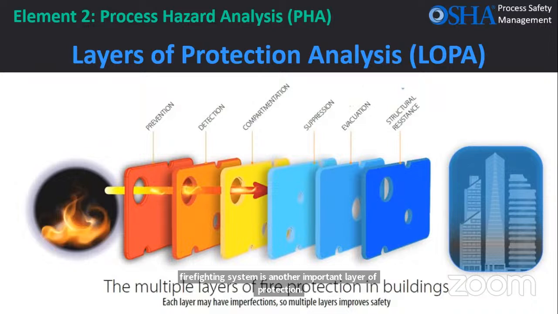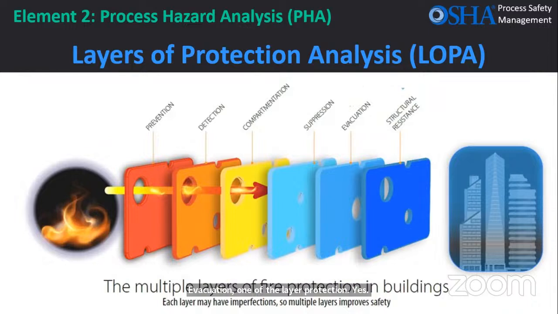Evacuation. Evacuation is one of the layers of protection, yes. When you evacuate the building once it's on fire, you save people's lives, so you mitigate the losses. It's right that maybe you will lose the whole building, the whole plant, the whole process, the whole production, but at least you save the lives. Without evacuation, you will also lose lives besides the building or the process of the plant. So evacuation is one of the most important layers.